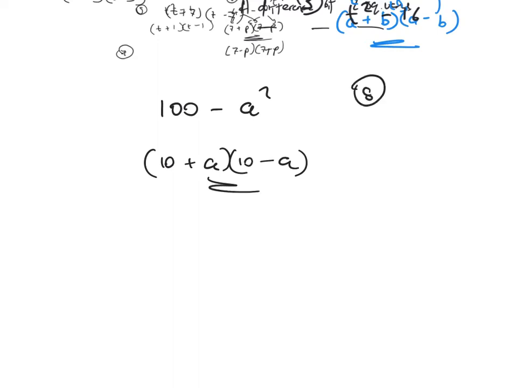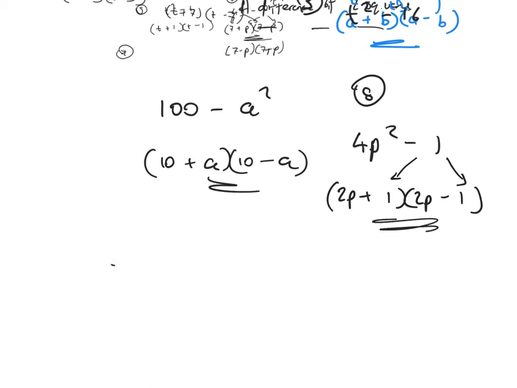Example 8. Okay, let's go for 4p squared minus 1. Okay, a wee bit different again. Right, so bracket with a plus, bracket with a minus. Okay, so the square root of 1, that's fine, that's 1, since 1 times 1 is 1. What's the square root of 4p squared? That's quite easy as well. Square root of 4 is 2. Square root of p squared is p. So the square root of 4p squared is 2p. So final answer, 2p plus 1, 2p minus 1.